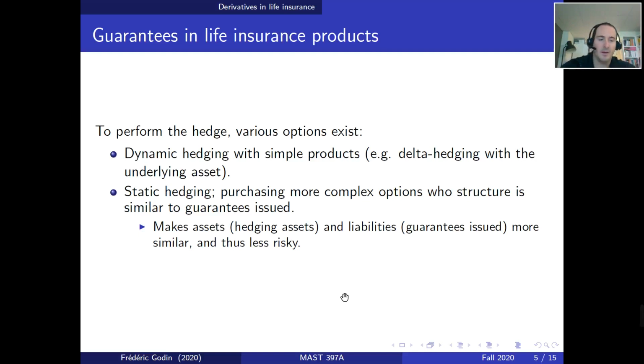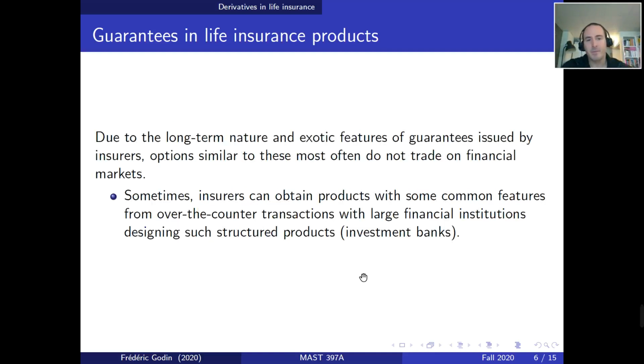So here, the objective of static hedging is to make the assets you purchase and the liabilities that you have towards policyholders, which are guarantees here, similar. And by being similar, if you give a payoff on one hand, you should receive a similar payoff on the other hand, and this protects you against risk.